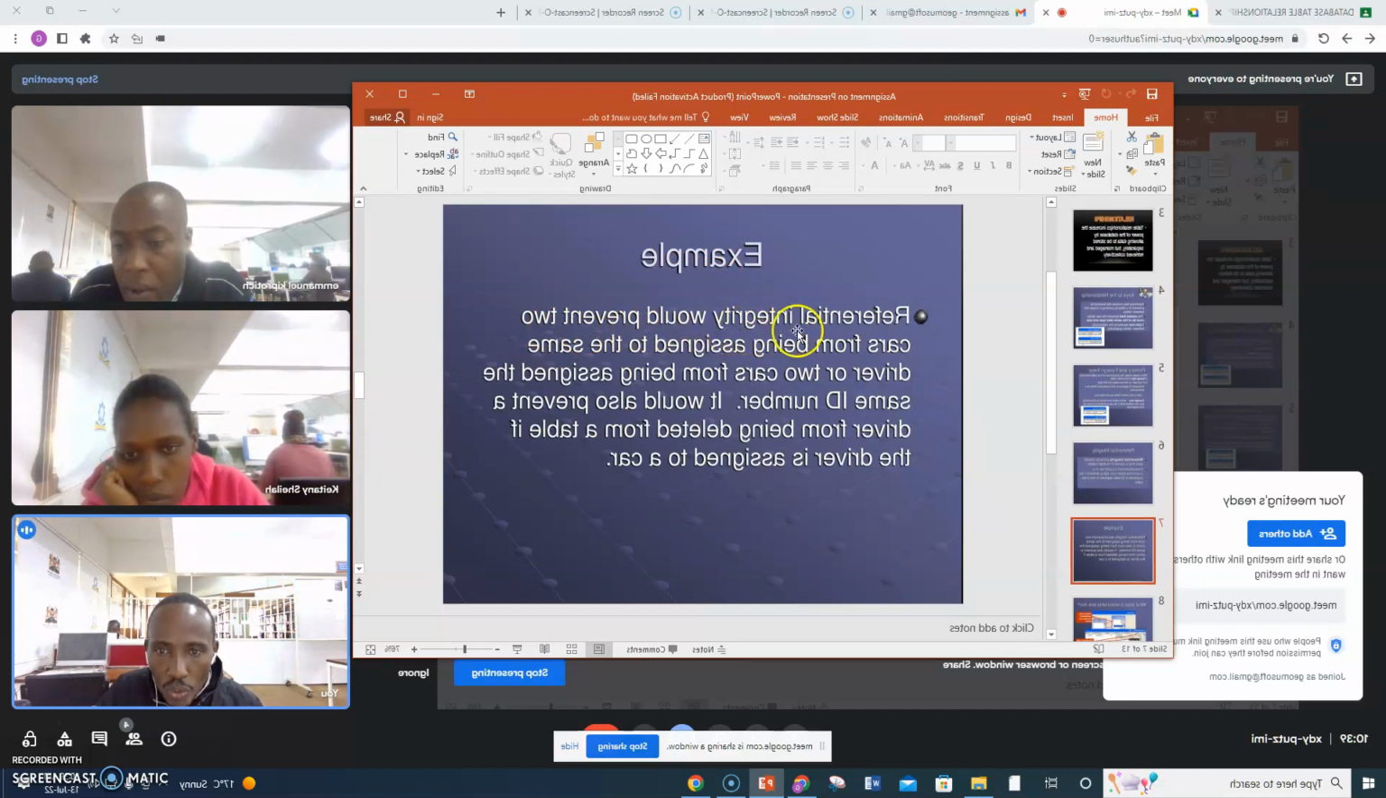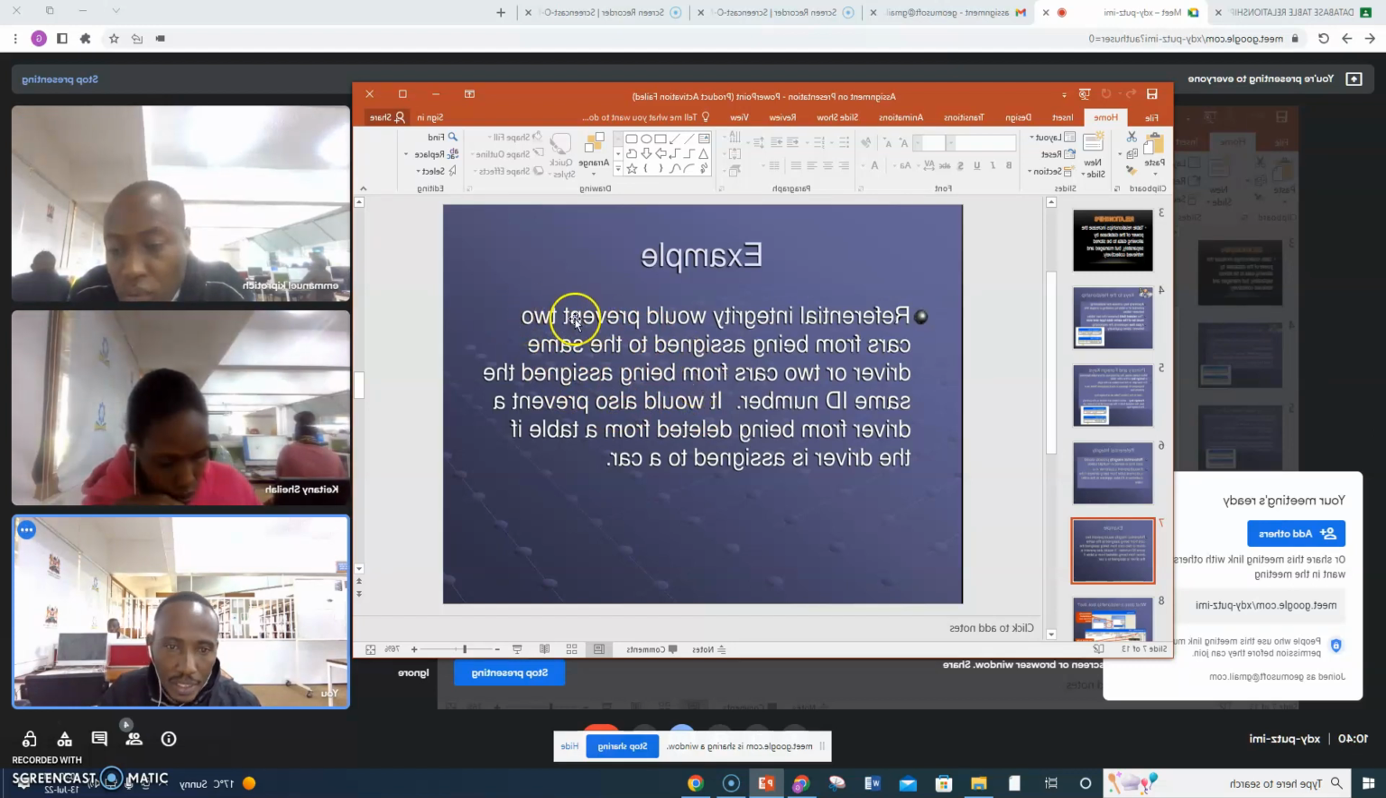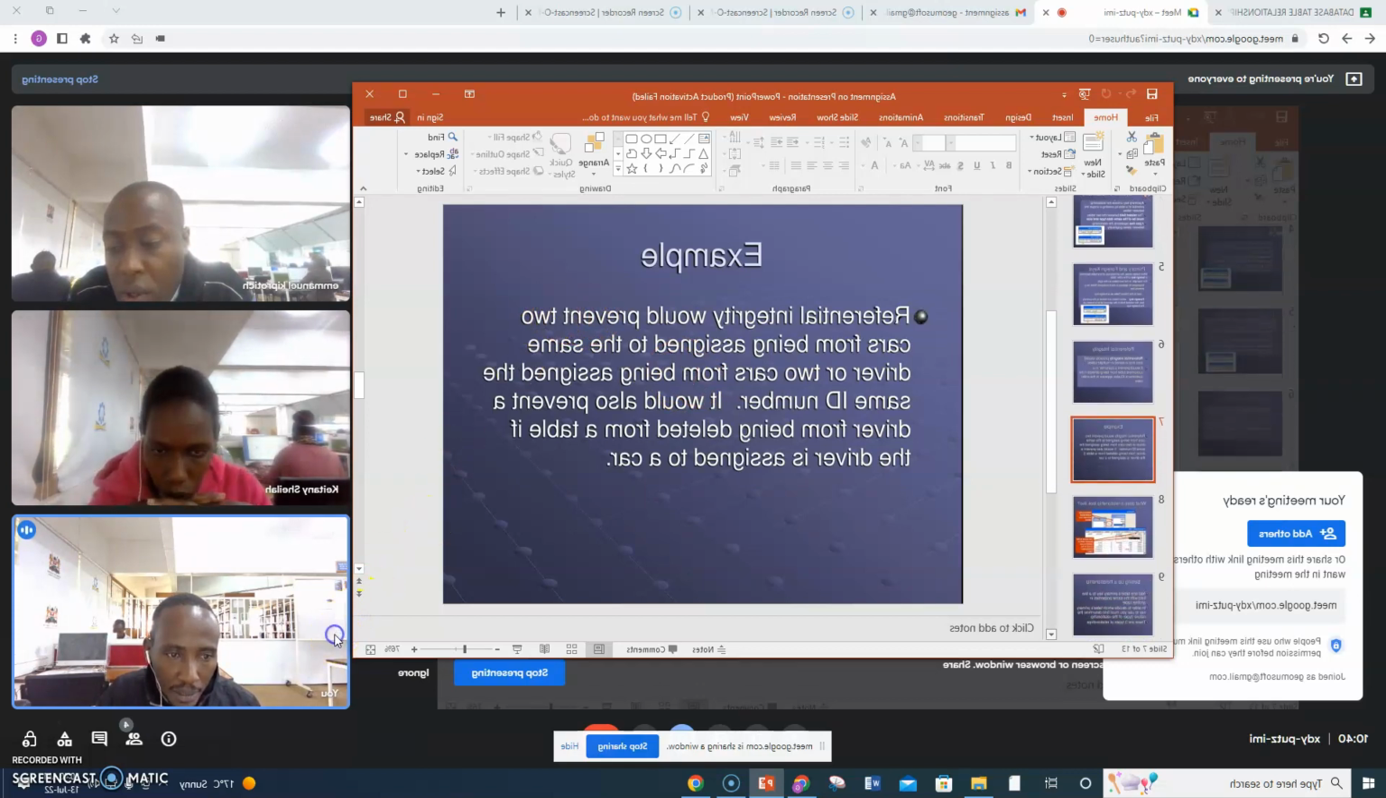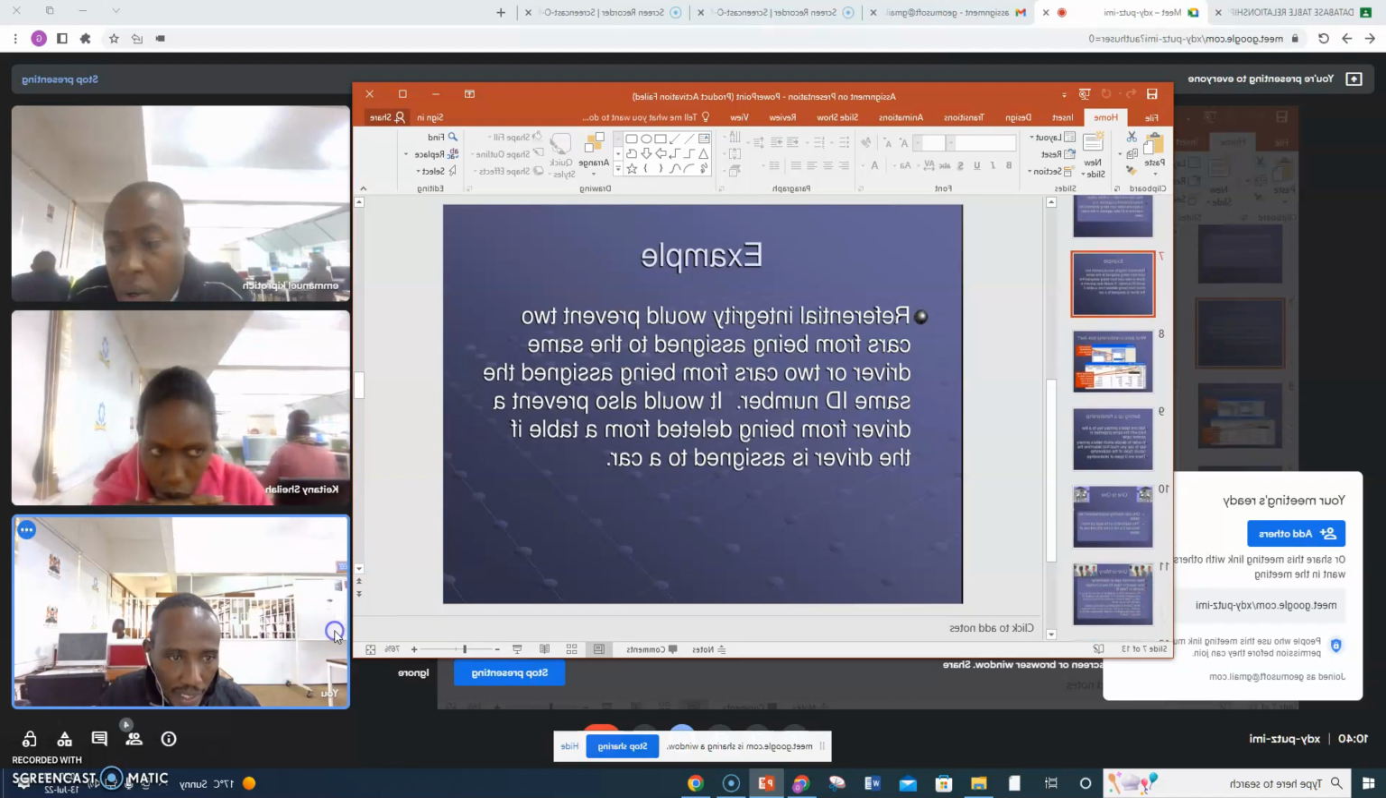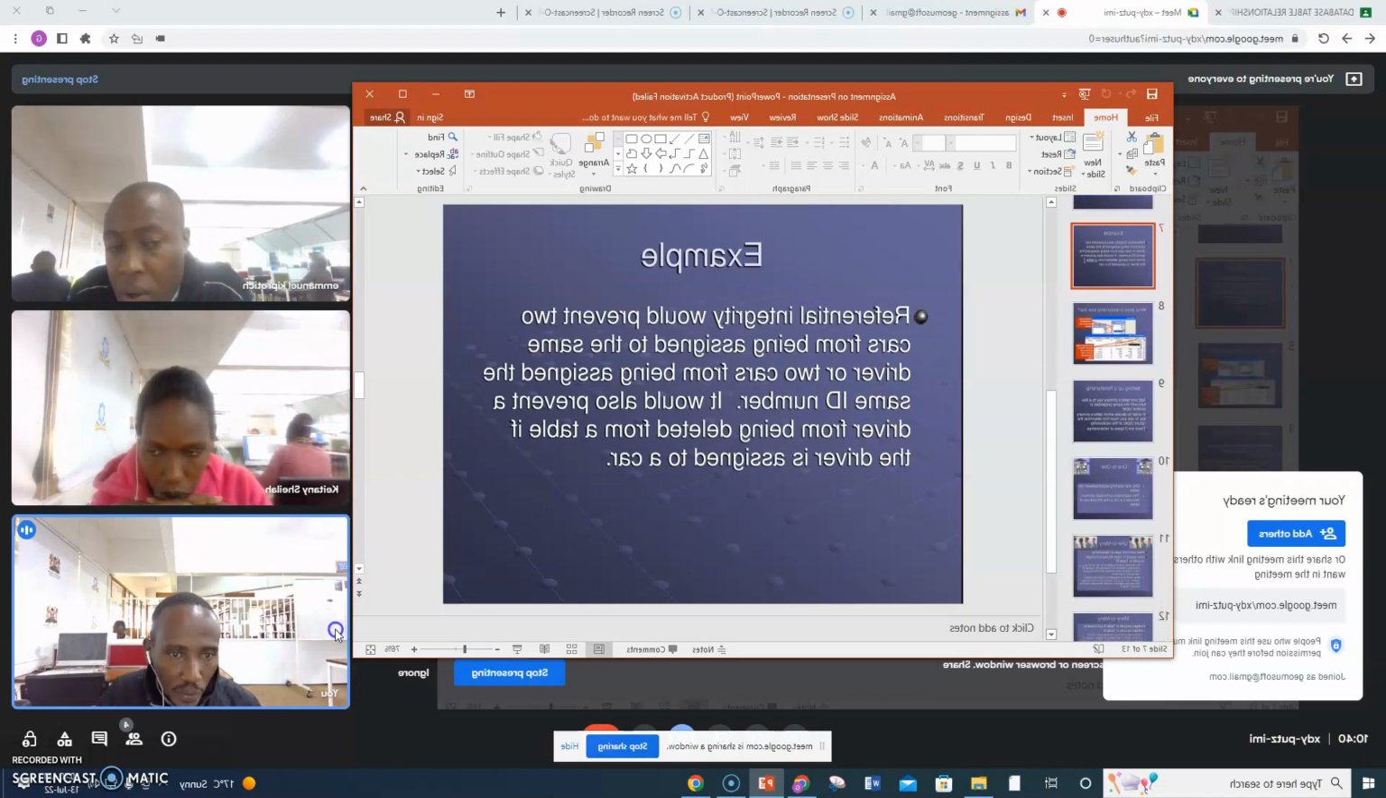Now, examples. Referential integrity would prevent two cars from being assigned to the same driver, or two cars from being assigned the same ID number, or even number plate. So when you use referential integrity, things will have an identical or unique number. So referential integrity is very important. It's just like what we have today. All of us have our ID number. My ID number is not your ID number, and it can't happen that way because of referential integrity.